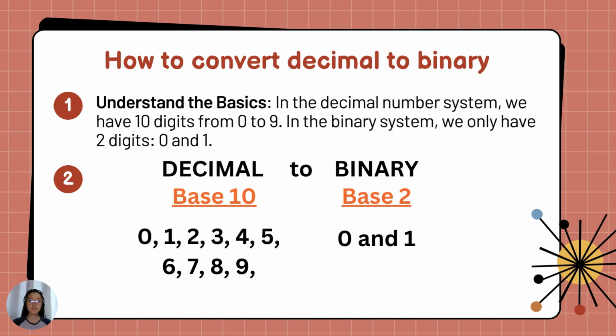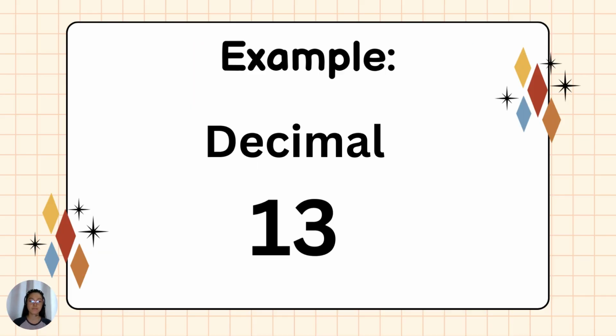Let's understand the basics first. In the decimal number system, we have 10 digits from 0 to 9. So these are 0, 1, 2, 3, 4, 5, 6, 7, 8, and 9. In the binary system, we only have two digits, the 0 and 1. So we are going to use base 2 for the binary.